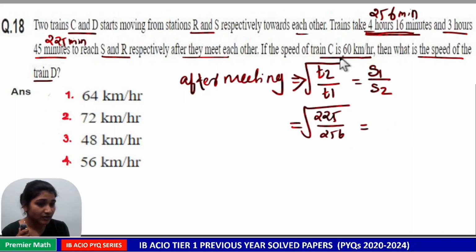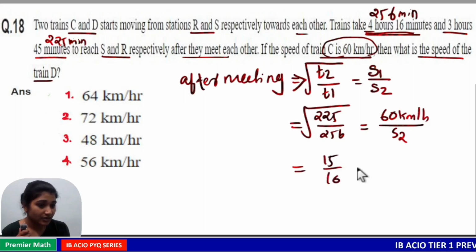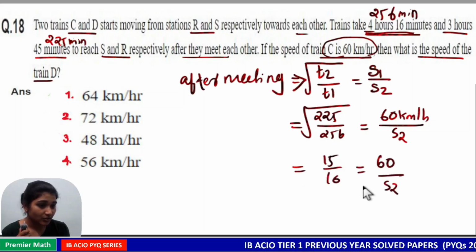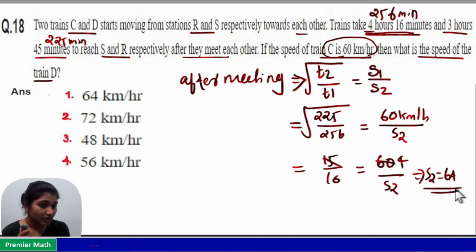Here the speed of the first train is 60 km per hour, and the speed of the second train is S2. Now this is equal to 15 divided by 16 in the same ratio as 60 divided by S2. 15 goes 4 times in 60. So here S2 is equal to 16 into 4, 64 kilometer per hour. This is in kilometer per hour. So option 1 is your answer.